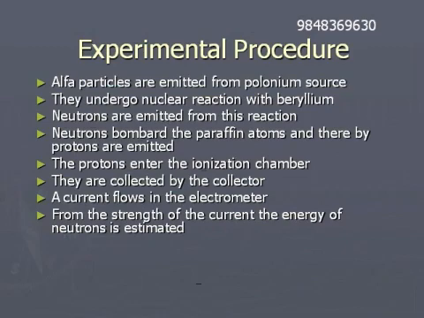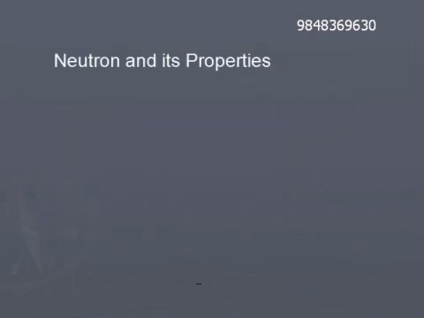The energy of the neutrons is estimated from the energy of the protons. From this experiment, Chadwick concluded that the particles emitted from beryllium after the interaction of the alpha particles with beryllium are uncharged particles, and he identified them to be neutrons.